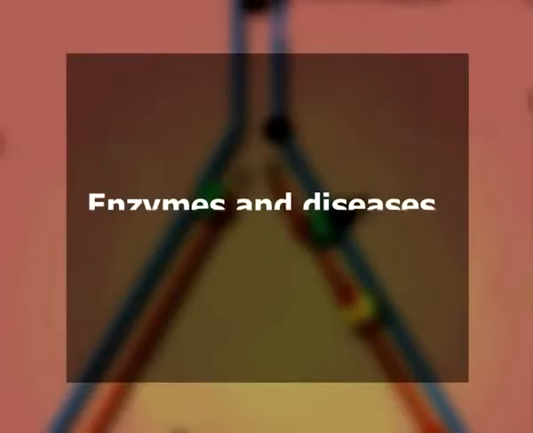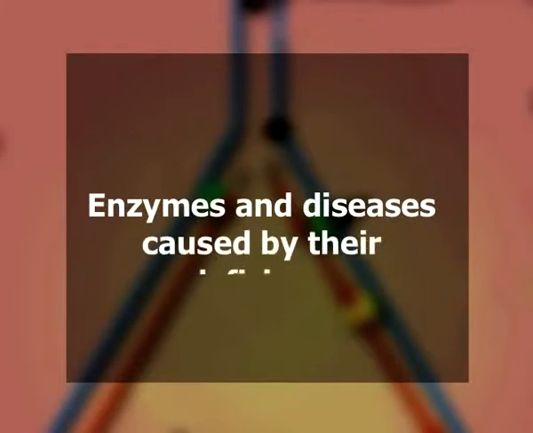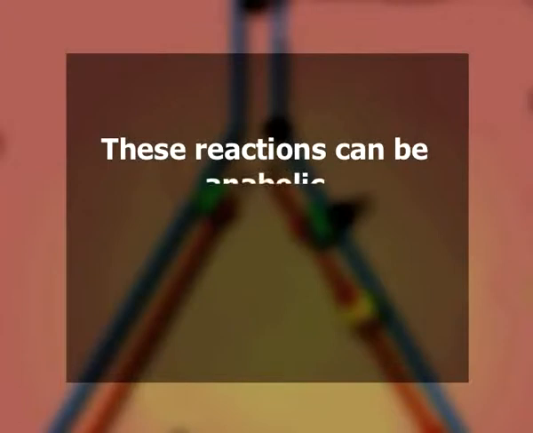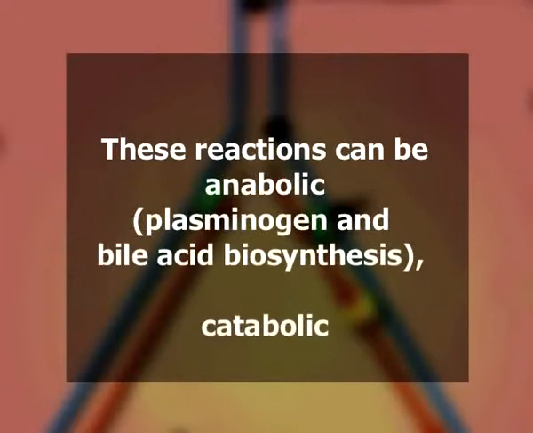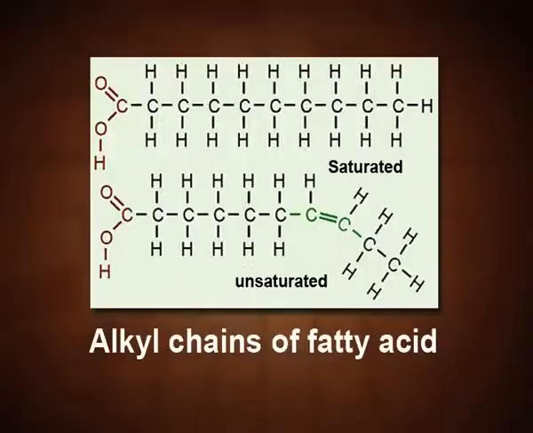Number 4. Enzymes and diseases caused by their deficiency. The peroxisome membrane contains 2 major proteins of 22 kD and 70 kD and several less abundant peroxisome specific proteins. The organelle matrix has more than 40 enzymes which catalyze a variety of reactions. These reactions can be anabolic, for example, plasmalogen biosynthesis, bile acid biosynthesis, or catabolic, for example, beta oxidation of long chain fatty acids (VLCFA).